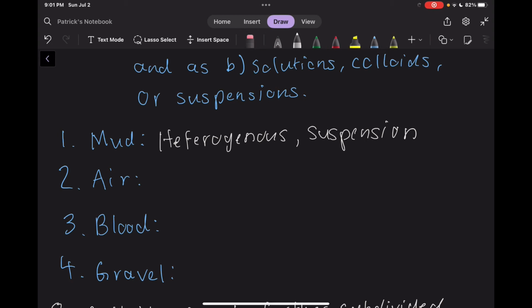Our second substance is air. We already know that air is homogeneous. One handful of air is exactly the same in terms of composition as another handful of air. But is it a solution? Well, it meets both of our criteria. The particles are both too small to see, and the different gases cannot be separated using purely physical means. So air must be a solution.